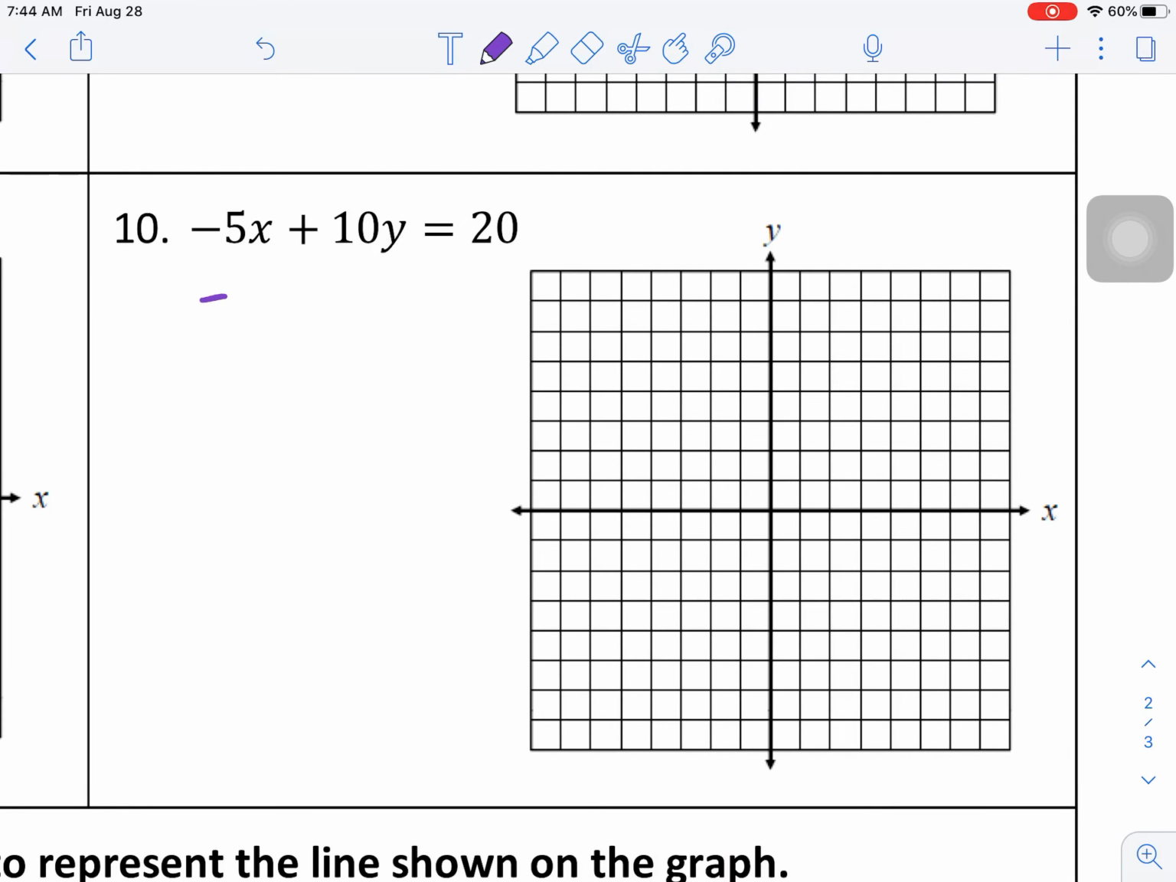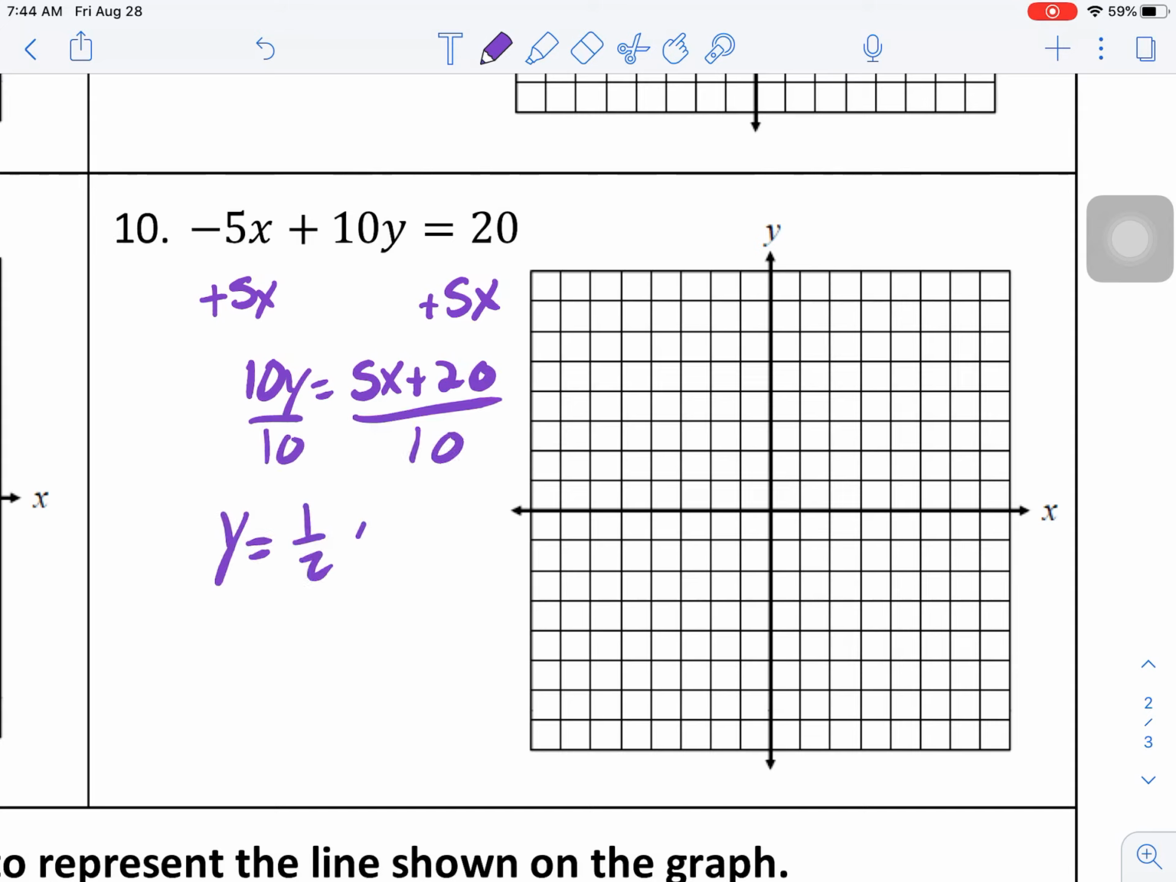All right, number 10, last one here in this group. Add 5x to both sides. Now we have 10y equals 5x plus 20. Divide by 10. y is equal to 1/2 x plus 2.